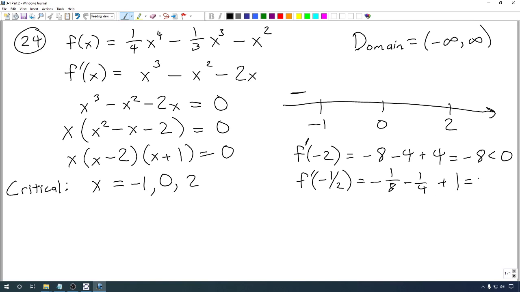If we add all these together, we get a 5/8. Specifically, it's a positive 5/8. I don't really care what these values are. I just need to know whether they're positive or negative. But the point here is that from negative 1 to 0, I know that every one of those values in that interval, when plugged into f prime, gives me a positive number.